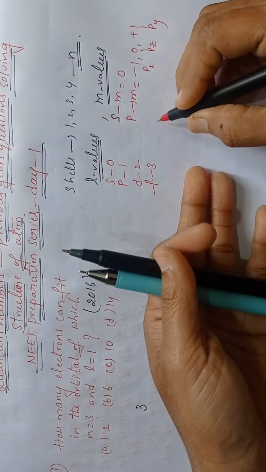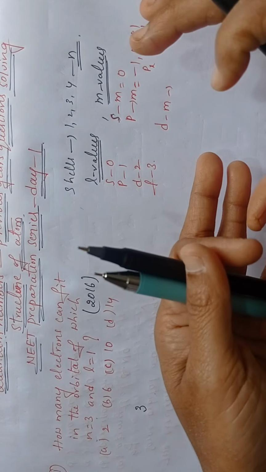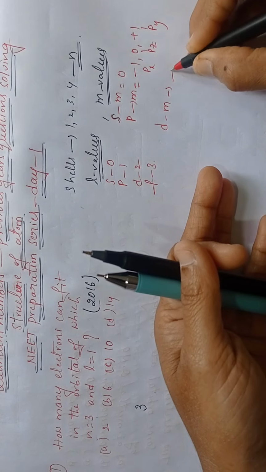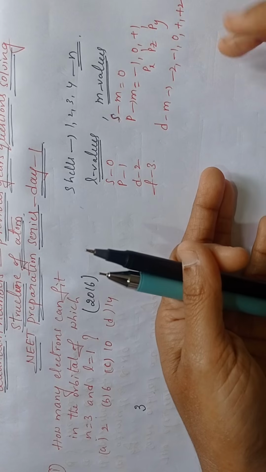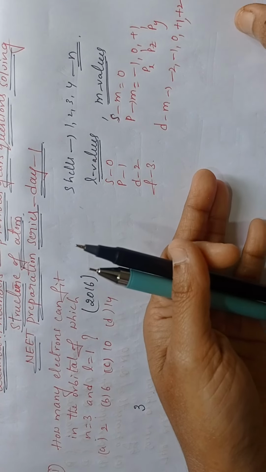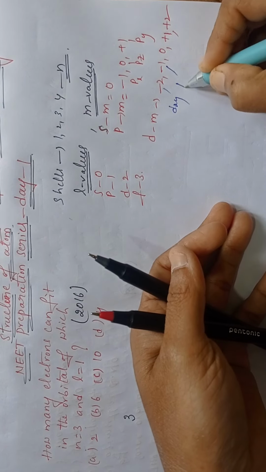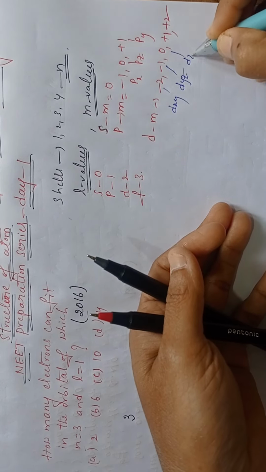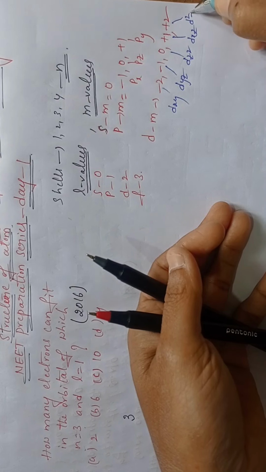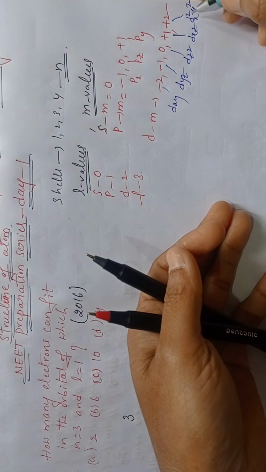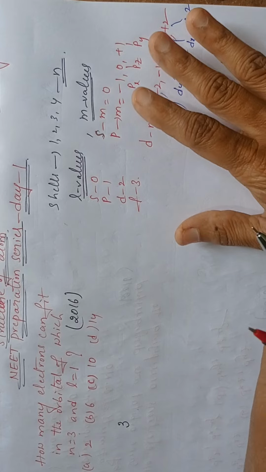Next, the d subshell. What are the m values? In d subshell, a total of 5 orbitals will be there. So the values are minus 2, minus 1, 0, plus 1, plus 2. These are dxy, dyz, dz square, dxz, and dx square minus y square. So this is about the m values.